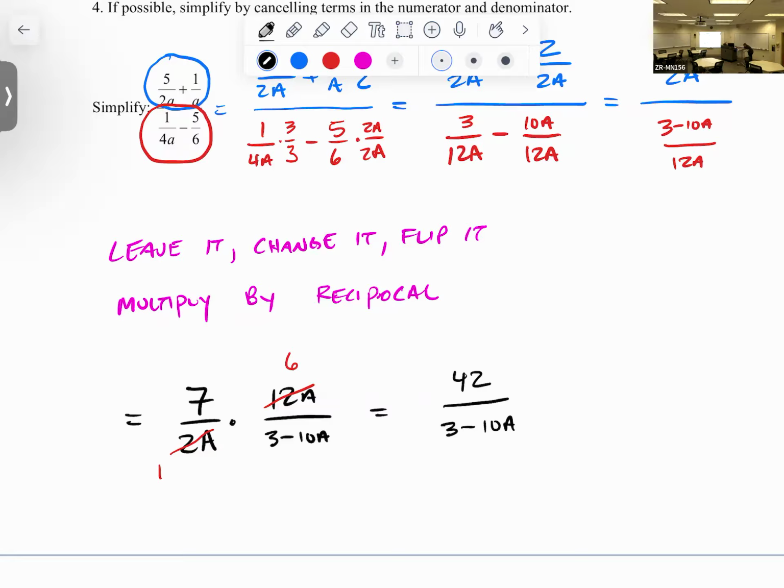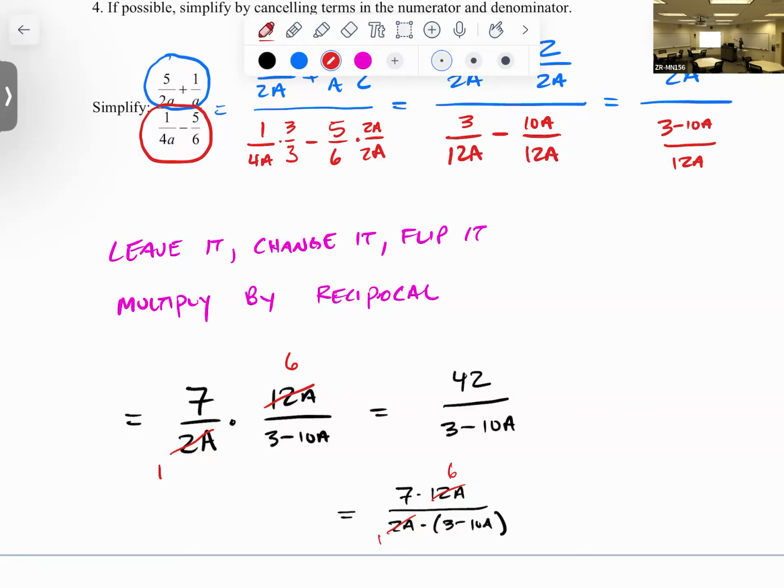Be aware that you can write this out as 12 times 7 times 12a and then 2a times 3 minus 10a to give yourself another step, because it does go over. When it's two fractions being multiplied, it's really just one fraction. And then I could do the cancellation here, which is the same. Because things are being multiplied, I can cancel. When things are being multiplied, you can cancel.